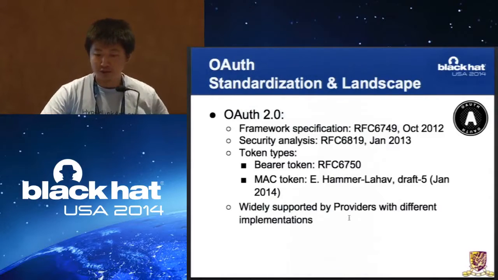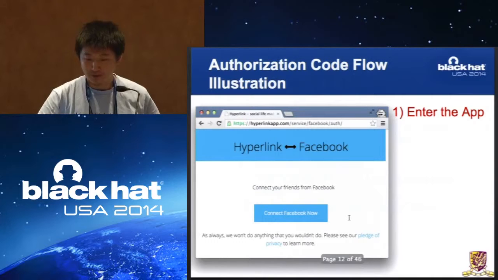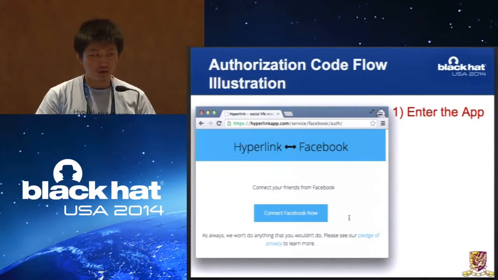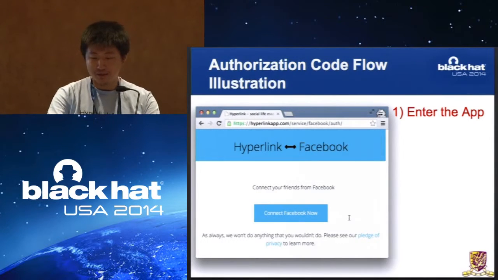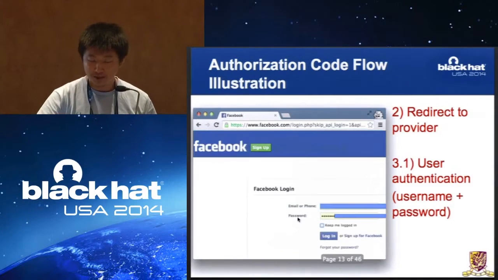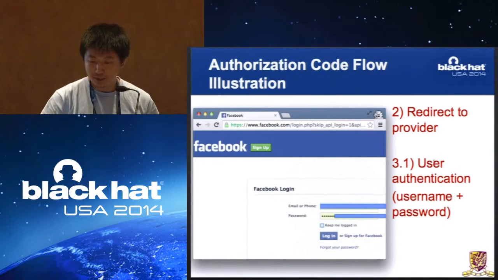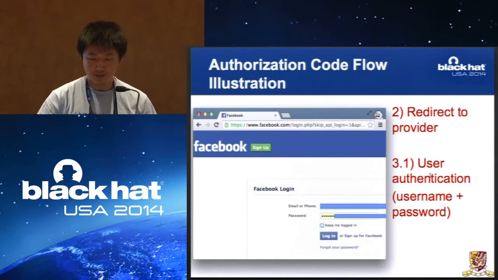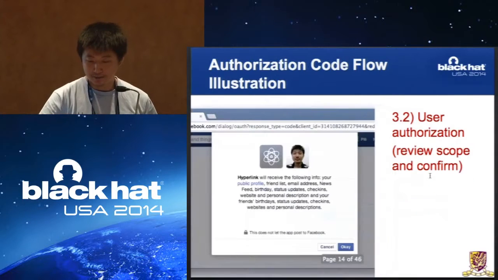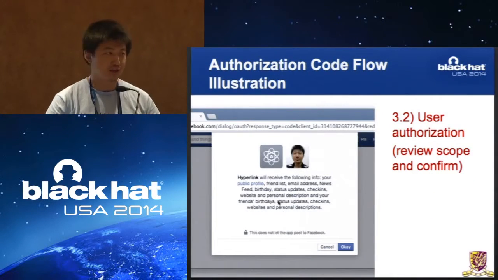Okay, so first let me show you one working instance of the OAuth authorization. First, you go to some app. For example, this is a hyperlink on Facebook. You enter the app, and you click this Connect Facebook Now. Then you are redirected to the provider. Here is Facebook, and you input your user name and password to authenticate. After this, Facebook will prompt you a long list of permissions here. So you review and confirm. And those permissions are called scope in the OAuth terms.